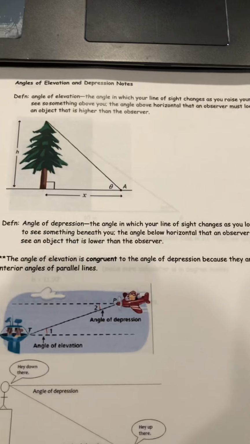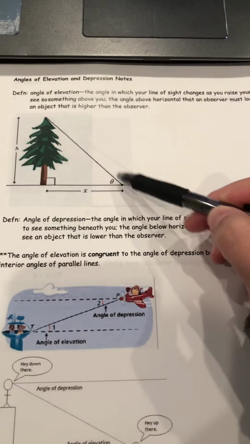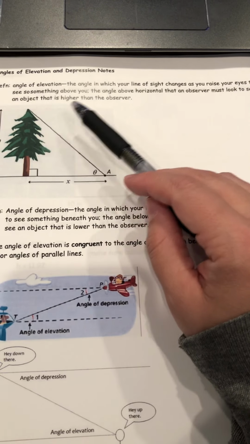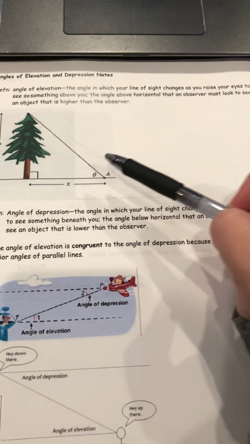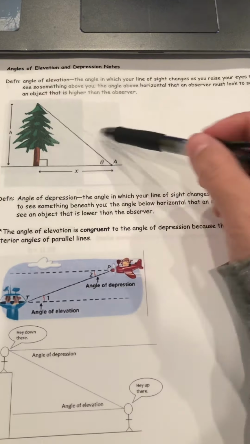Okay, this is the video for angles of elevation and depression. The angle of elevation is the angle in which your line of sight changes as you raise your eyes to see something above you. So if you were standing here and looking to the top of the tree, then this right here is your angle of elevation. And your angle of depression is similar, except it's when you're looking down, as you lower your eyes to see something that's below you.